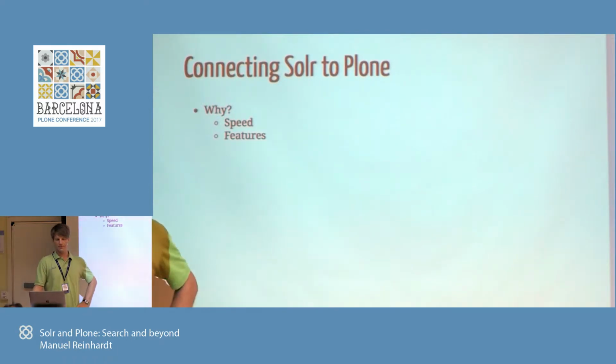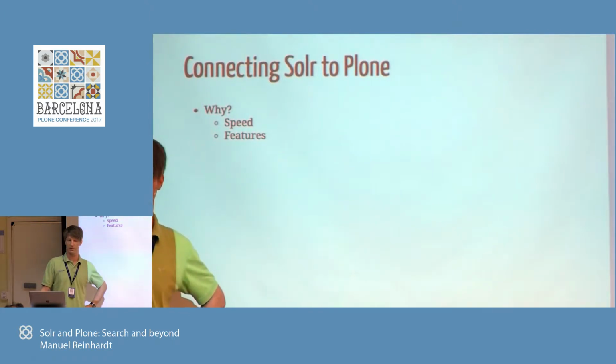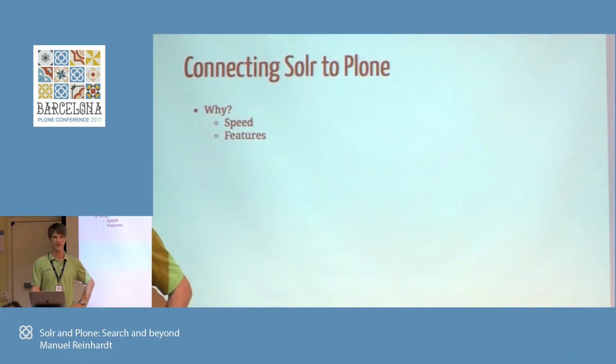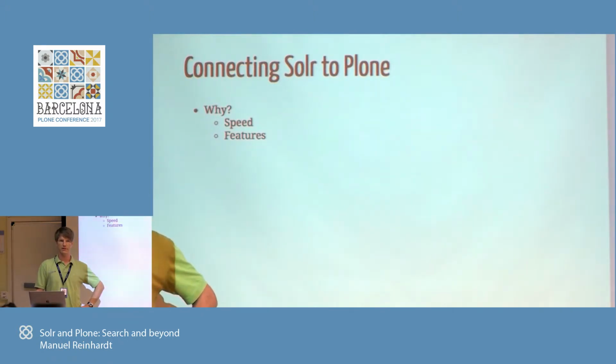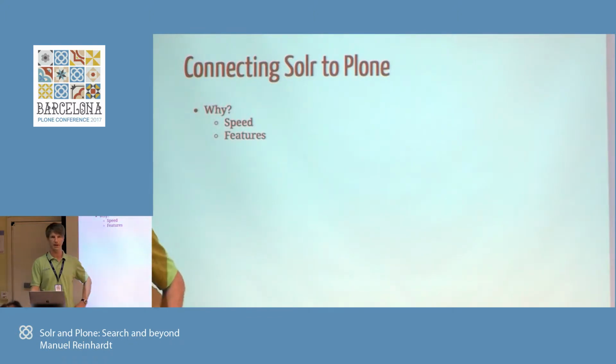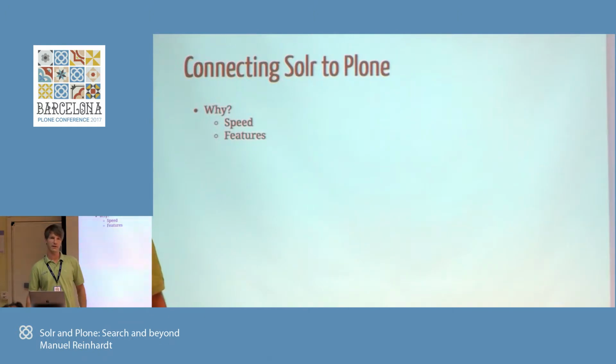One big argument is speed. Solr is just terrifyingly fast when it comes to indexing and search. The portal catalog is also fast. You can also search, but it has its limitations, especially if you have a lot of content in your ZODB, you have a lot of text in your searchable text, then at some point it gets a bit slow.